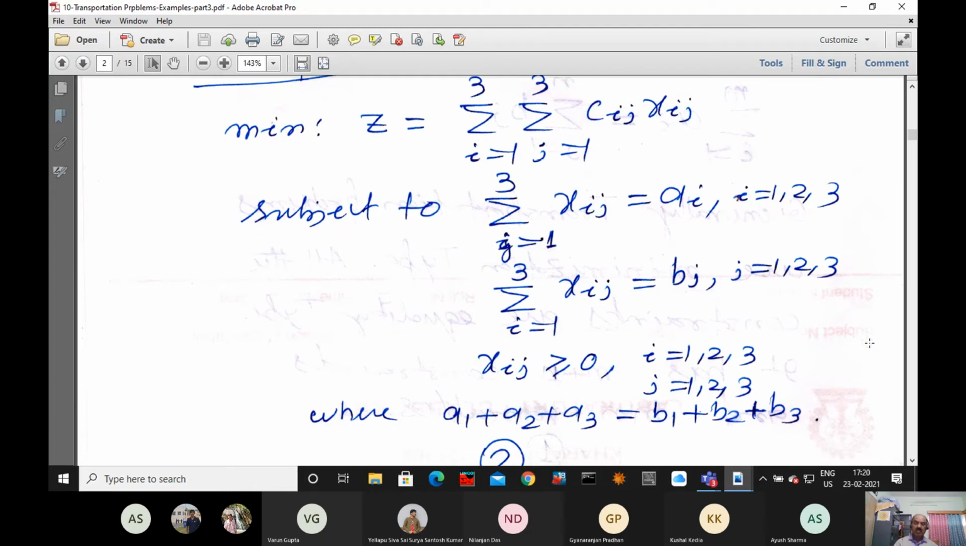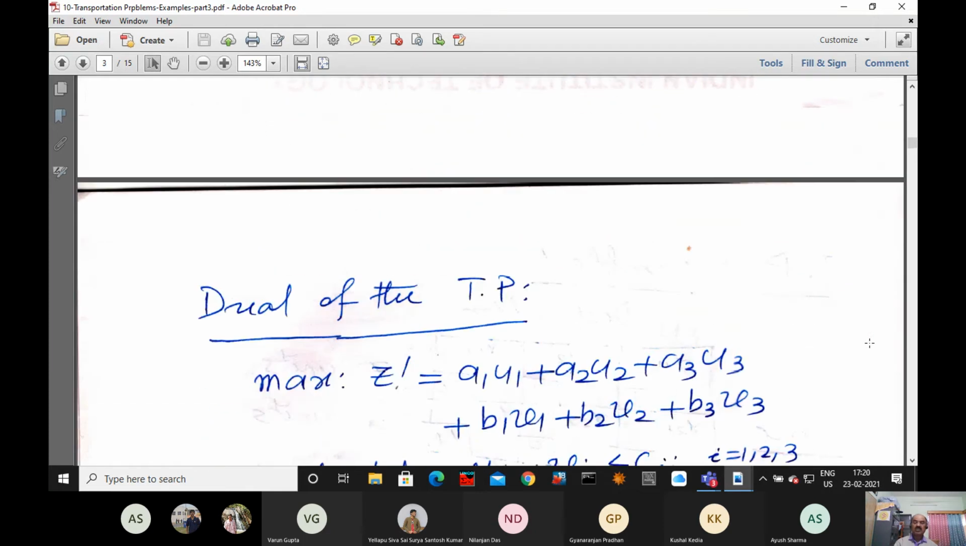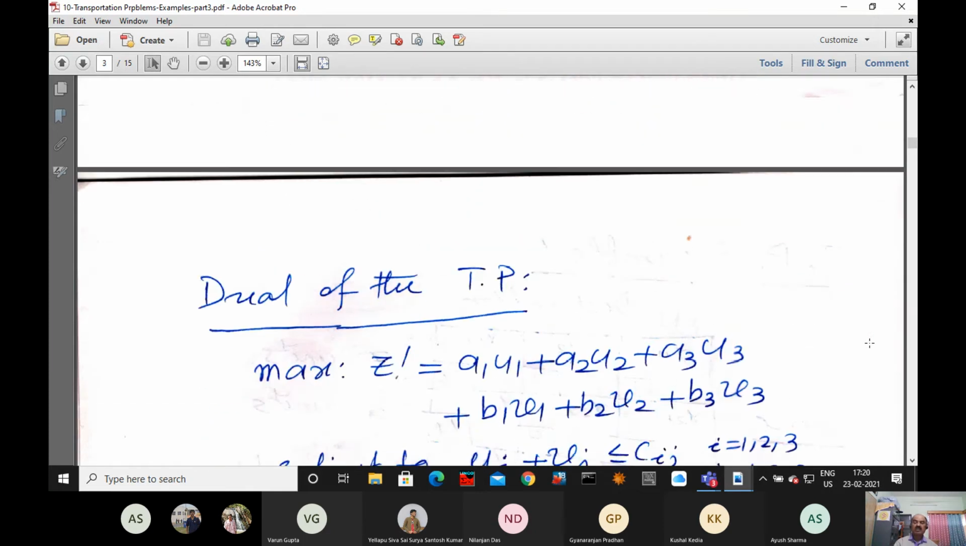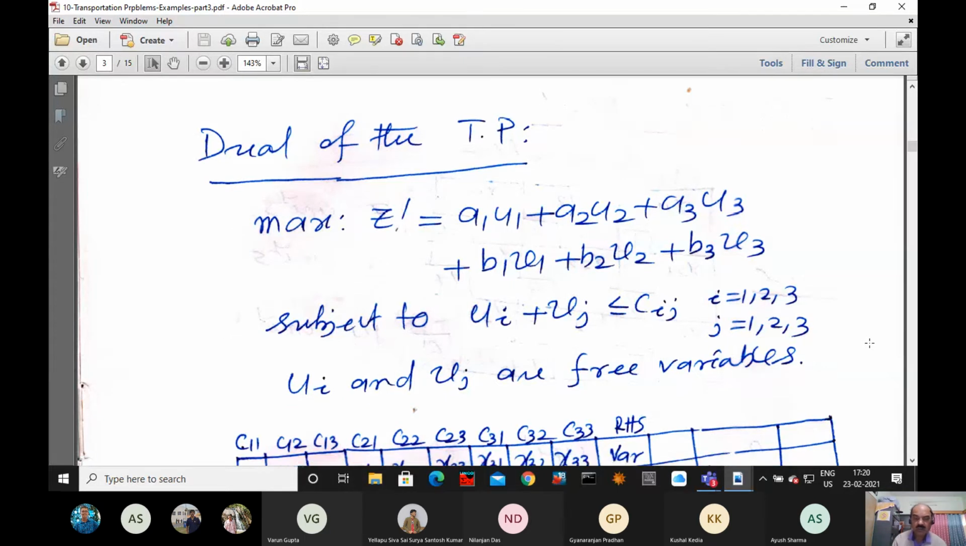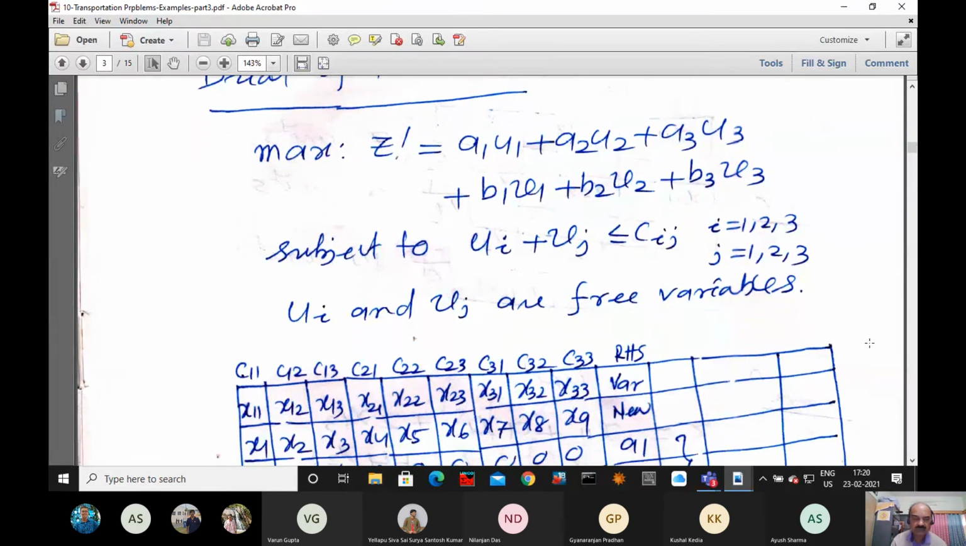Now, with respect to this, we are finding the dual. What is the dual? The dual will be: maximize Z, that is A1 U1 plus A2 U2 plus A3 U3 plus B1 V1 plus B2 V2 plus B3 V3, subject to Ui plus Vj less than or equal to Cij, i varies from 1 to 3, j varies from 1 to 3, and Ui and Vj are free variables. So we will do some calculation like this.